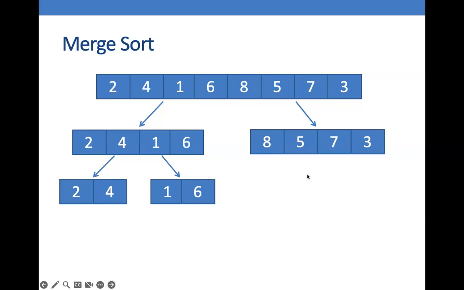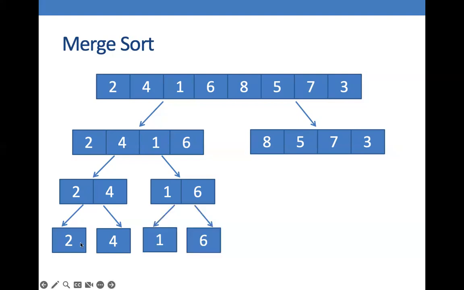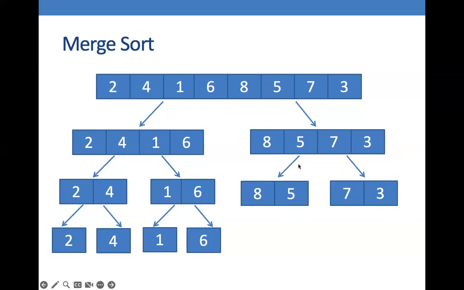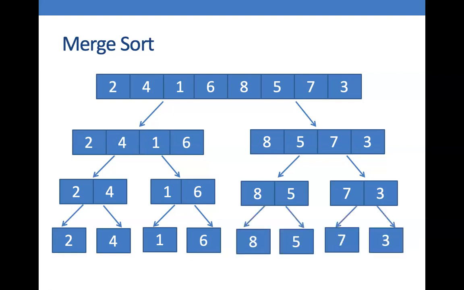Similarly, for the right list, we also divide it by 2. But anyway, for this, we will divide this pair into 2 also, giving us the individual numbers 2 and 4, and then 1 and 6. And going back to the right, we divide 8573 into 85 and 73. And we divide 85 into 8 and 5, and 73 into 7 and 3. Okay, so we are done with the division part.